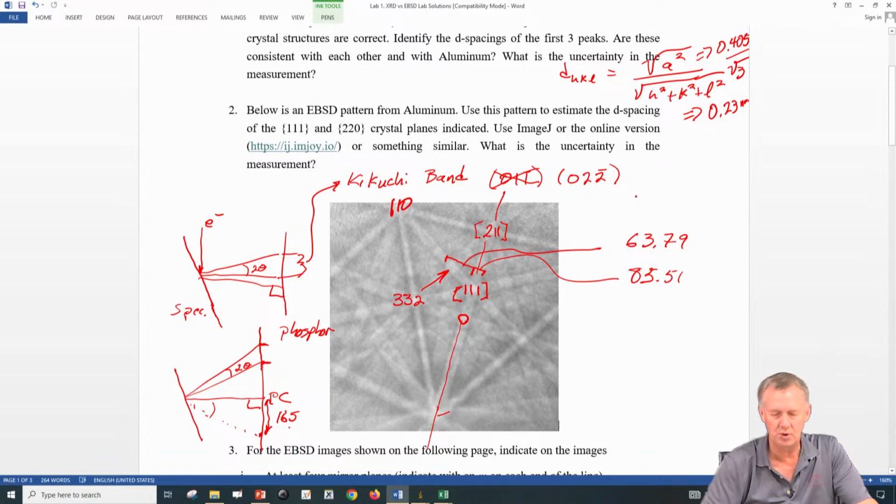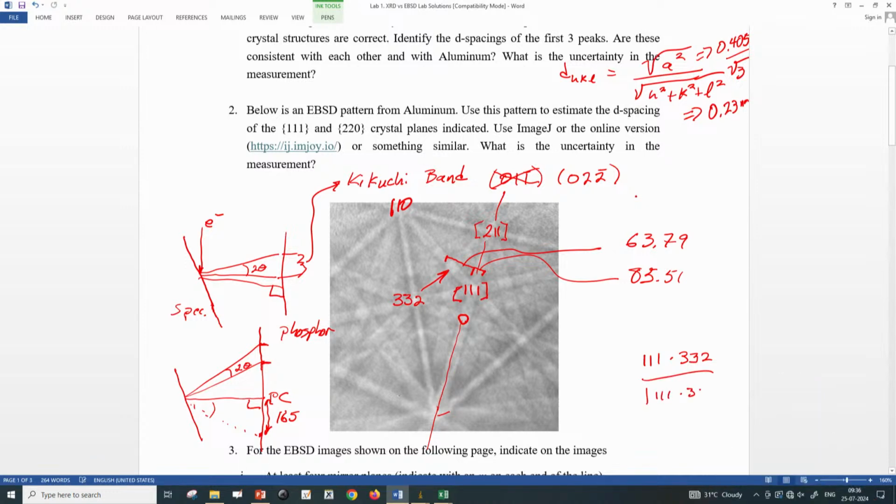Angle between 111 and 332. Does anybody have it yet? Got to divide by the magnitude, right?